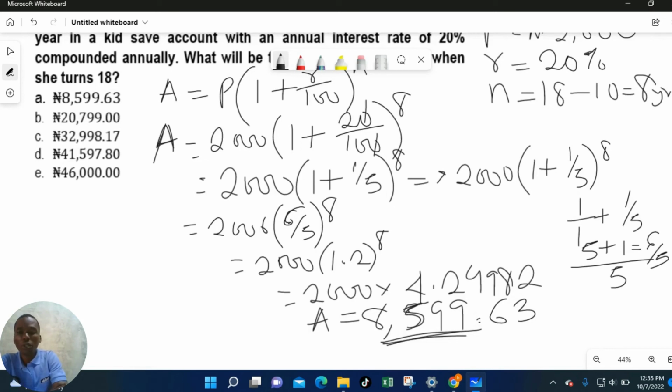Now do we have the option over there? Yes, that's option A. So you see, solving questions like this can be very, very easy.